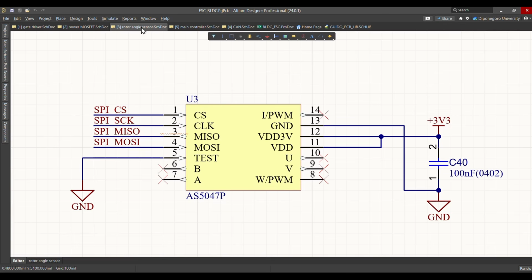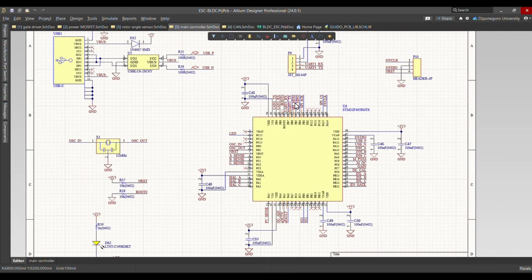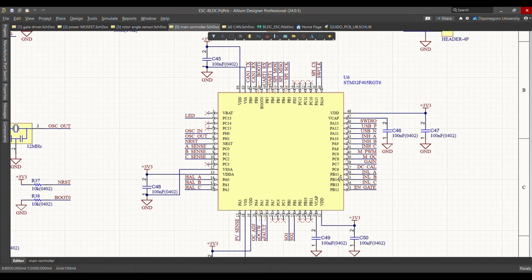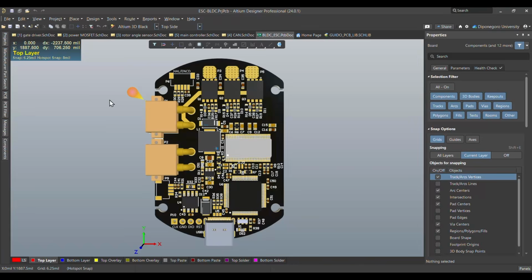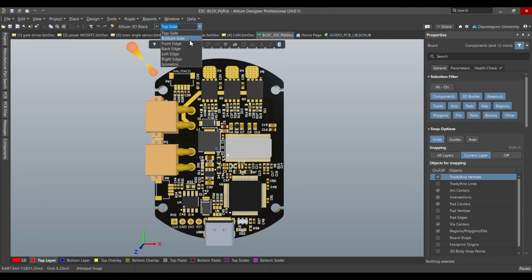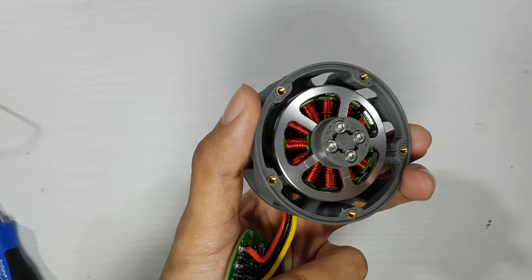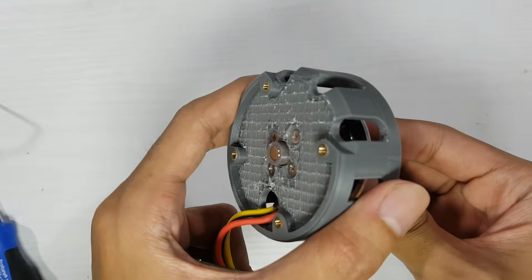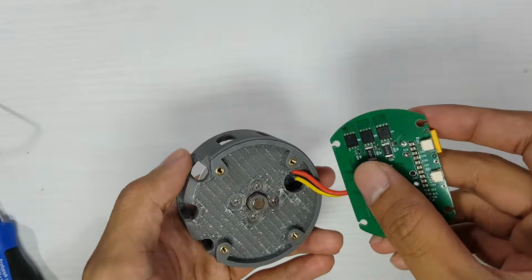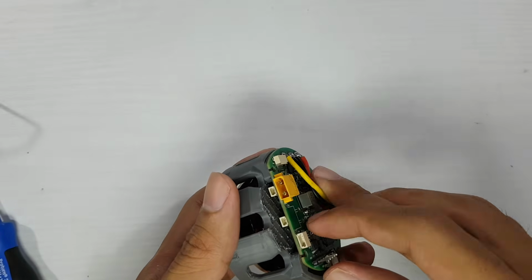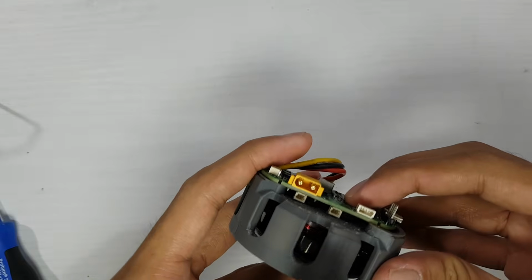For rotor angle measurement, I used the AS5047 magnetic encoder via SPI communication. The microcontroller is an STM32F405. I also designed a custom PCB size for my DIY actuator project with a magnetic encoder placed at the center. A magnet is mounted on the motor shaft so that when the PCB is installed, the AS5047 can read the magnetic field and calculate the rotor angle.